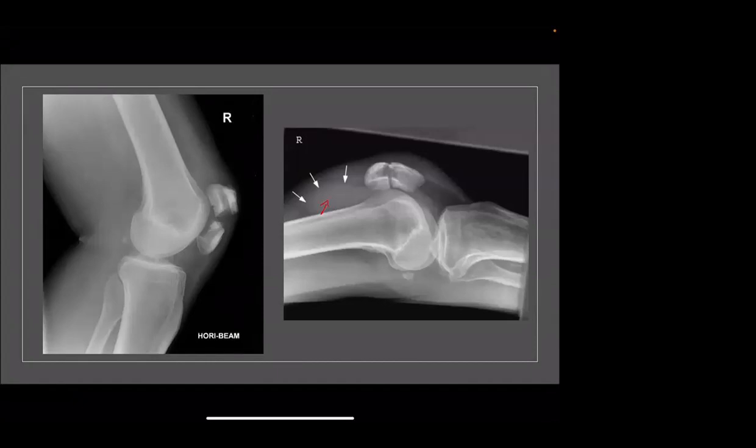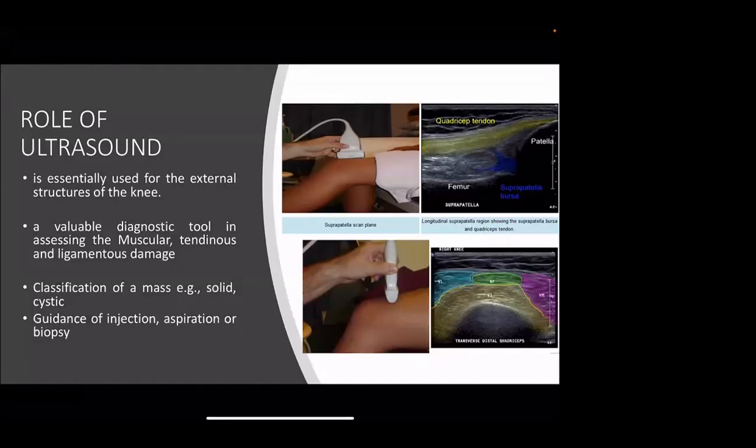Now, regarding the ultrasound, it is essentially used for external structures of the knee, a valuable diagnostic tool in assessing the muscular, tendinous, and ligamentous damage, classification of a mass, for example, solid or cystic, and guidance for injection, aspiration, or biopsy.